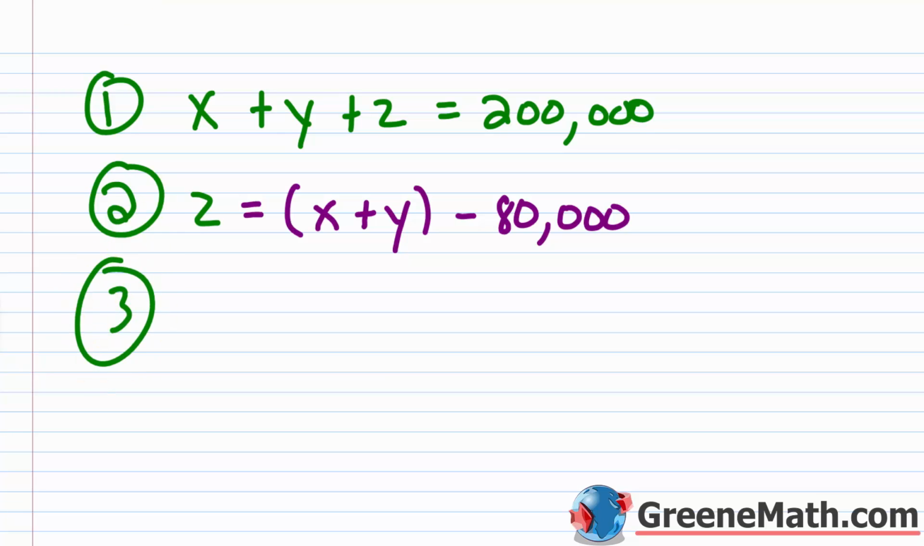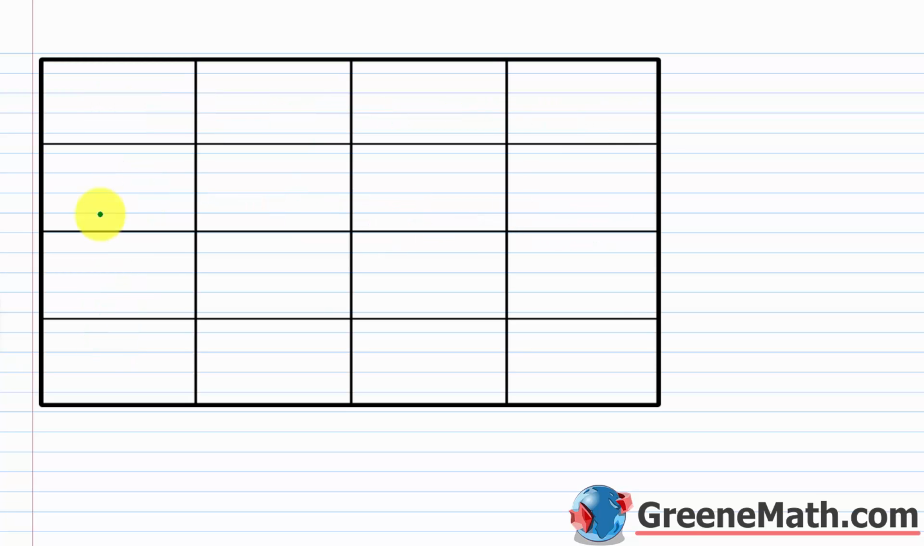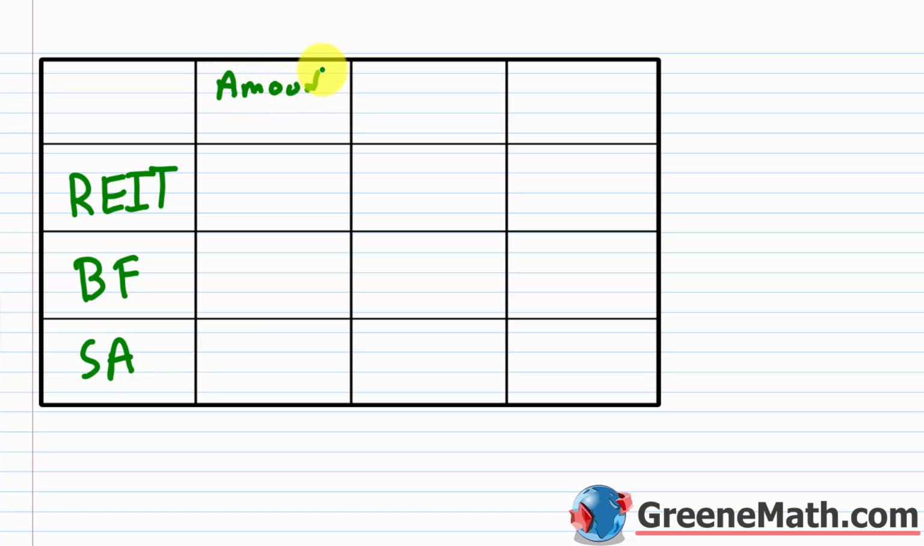So to do that, let's set up a little table. What we're going to have is our REIT, our bond fund, and our savings account. And then we're going to have the amount invested, or you could say the principal. We're going to have our rate, as a decimal, and then we're going to have our interest, okay? Now, we're working with simple interest.